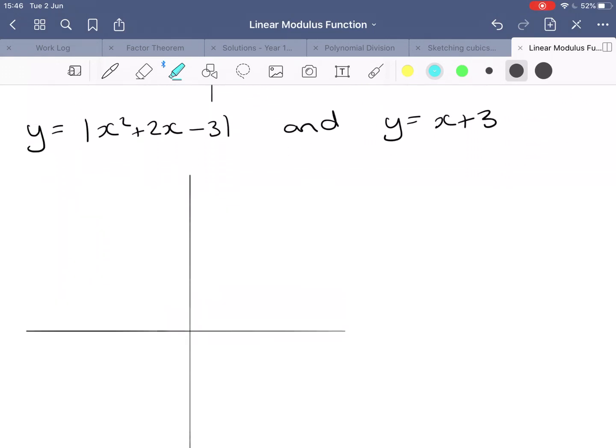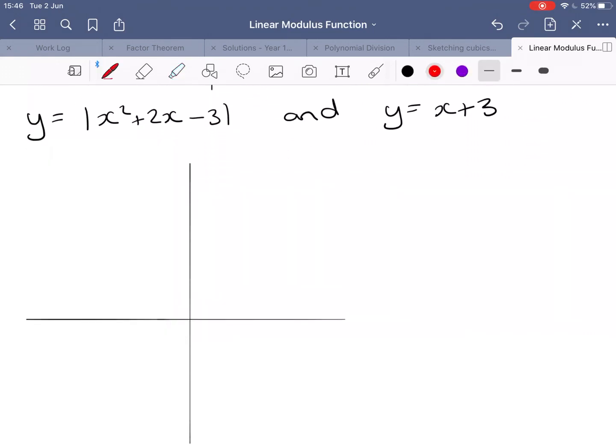And the final one for us to have a little quick look at, y equals the modulus of x squared plus 2x minus 3. So let's go back to just thinking about x squared plus 2x minus 3. It's going to cross at minus 3. Let's think where it crosses the x-axis. So we've got to factorise it.